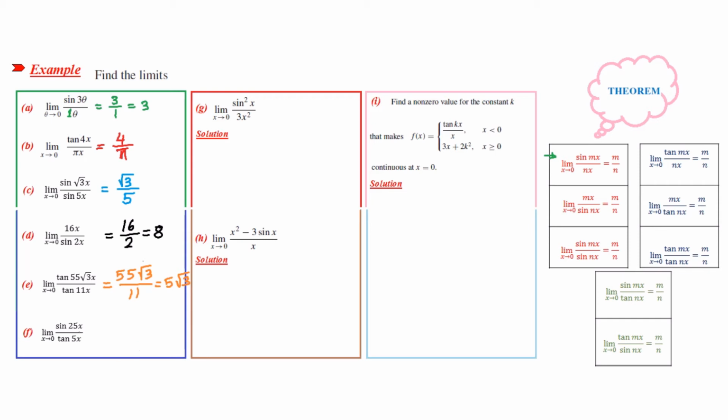The last one for the first part, we have the limit of sine 25x divided by tan 5x when x goes to 0. Sine over tan, that's it. Sine mx over tan nx equals m over n. So here this limit equals 25 over 5, which is equal to 5.